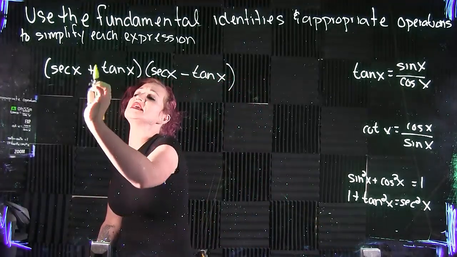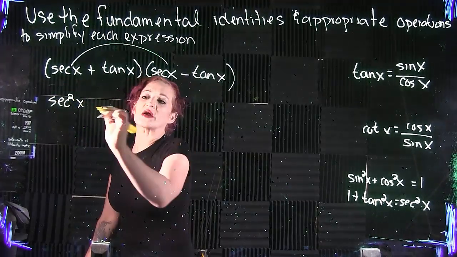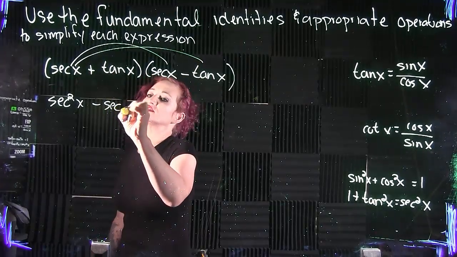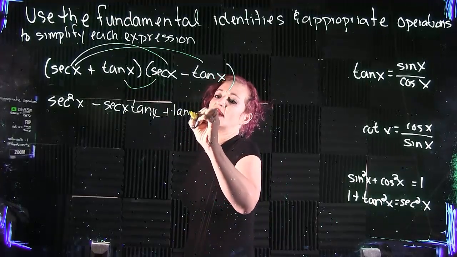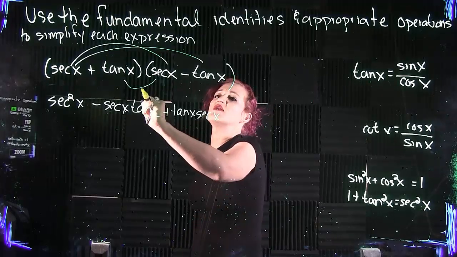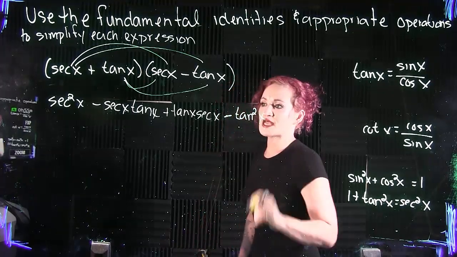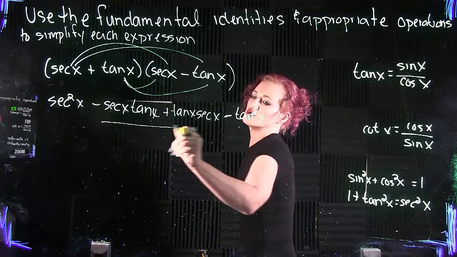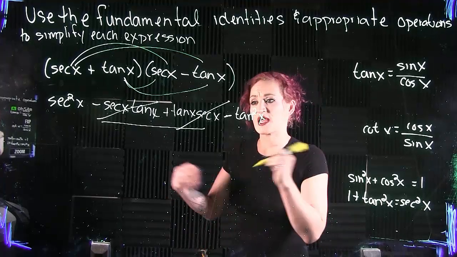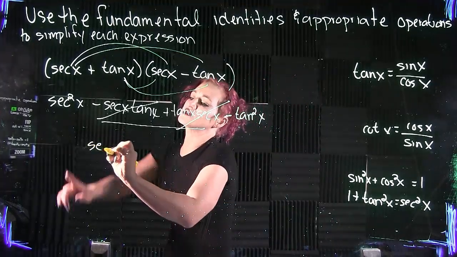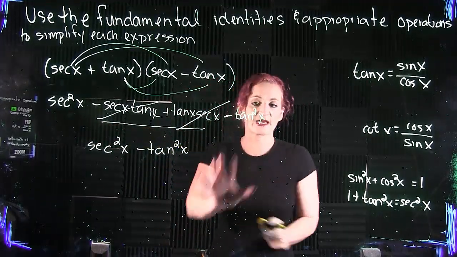So taking secant x times secant x is secant squared x. Drop down our minus sign. Secant times tangent is just secant times tangent. Distribute your tangent, and then we're going to get a positive tangent x times secant x. And then we're going to have here minus a tangent x times tangent x is tangent squared x. Notice our 2 middle terms here are going to cancel. A negative secant tangent x plus a secant tangent x are going to cancel out with each other, letting us drop down this secant squared x here in front, minus this tangent squared x back here that we have.